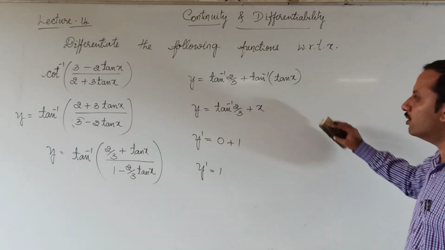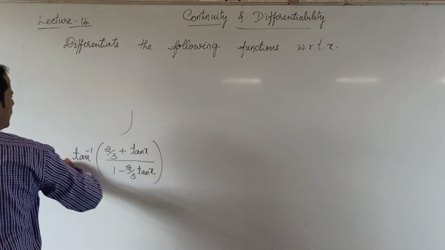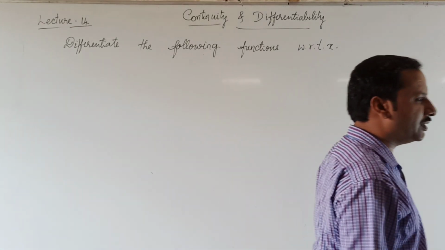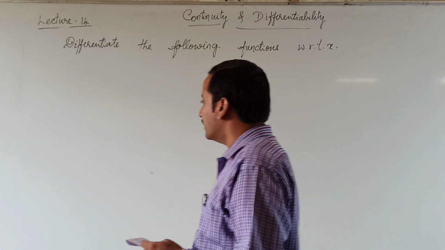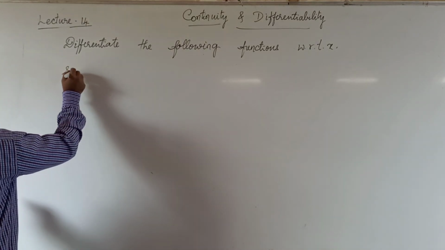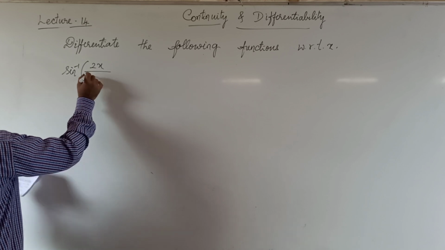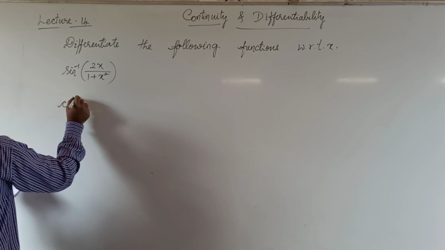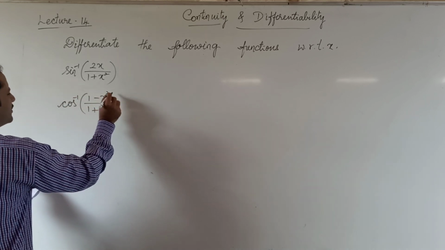Now, before I go to the next set of problems, I would like to give you few problems as homework. Just write down. Question is saying differentiate the following functions with respect to x. Just note down these questions. Sine inverse of 2x divided by 1 plus x square. Cos inverse of 1 minus x square by 1 plus x square.